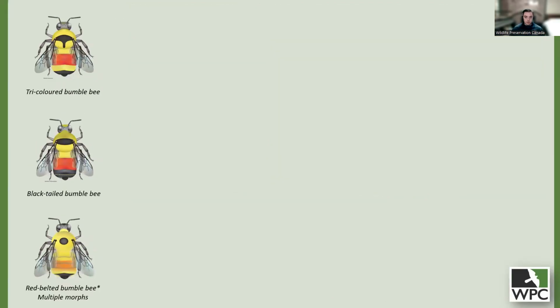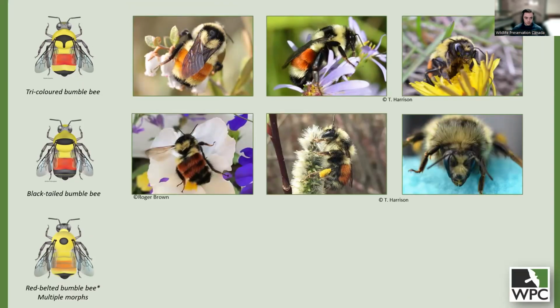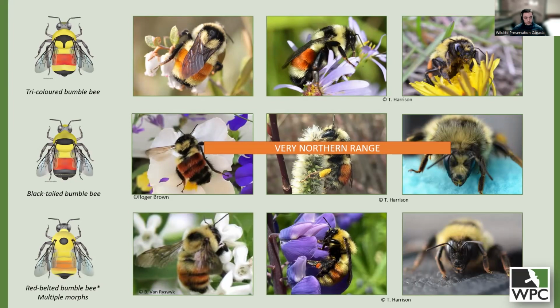Moving on to our orange banded or our orange bottom bees, we have a few different representatives here, including the tricolored bumblebee, the black-tailed bumblebee, which is quite northern, unlikely to be found if you're in South Central Ontario. But if you're in more northern Ontario or northern in general, you might find it. And then also the red-belted bumblebee. So the tricolored bumblebee, we've seen a few different photographs of this throughout our little series here.